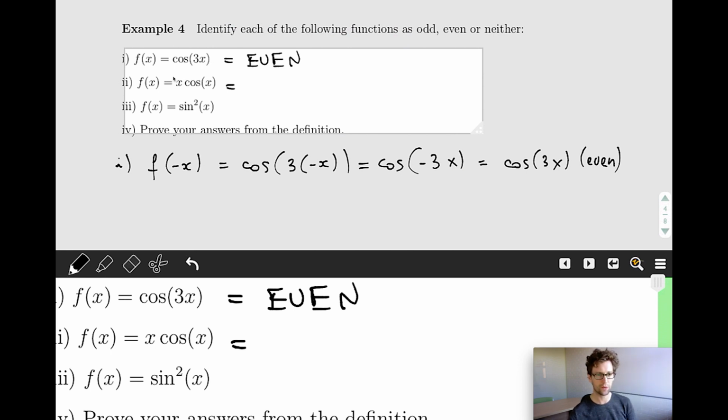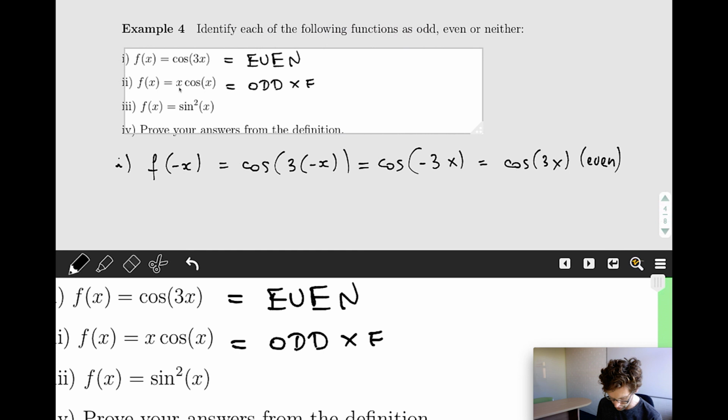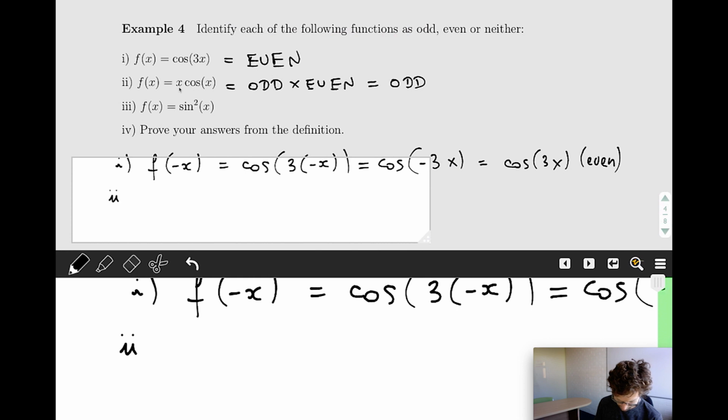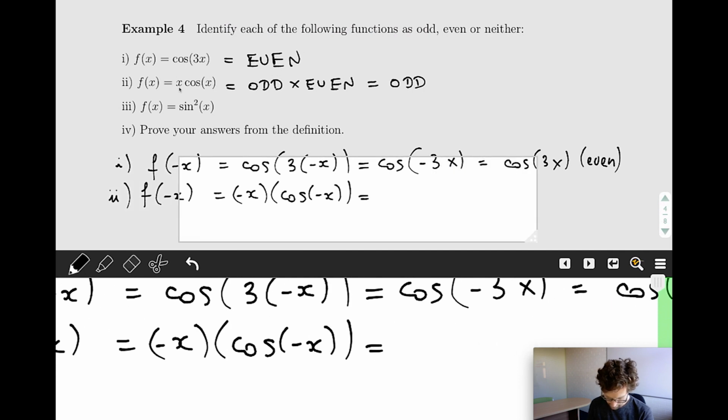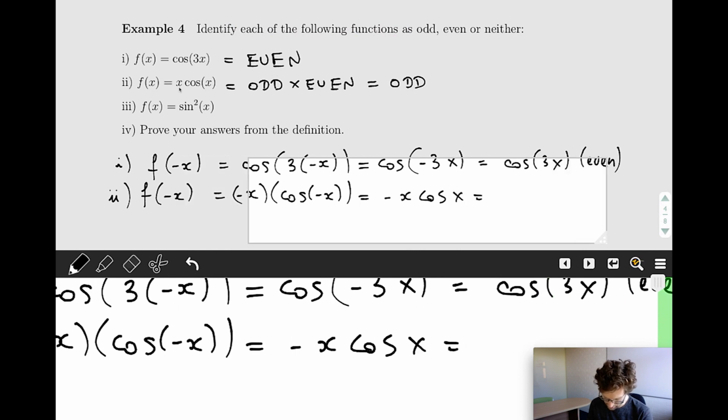What about f of x is equal to x times cosine of x? Well, what happens to x when I change the sign of this? It's going to become minus x. So that's going to be an odd function. It's multiplying an even function, cosine. So that's going to give me odd times even. It's going to give me an odd function. Again, let's prove that from the definition. Just change the sign of x. I'm going to get minus x times cosine of minus x. That'll give me minus x cosine x, which is minus my original function. So this is odd.